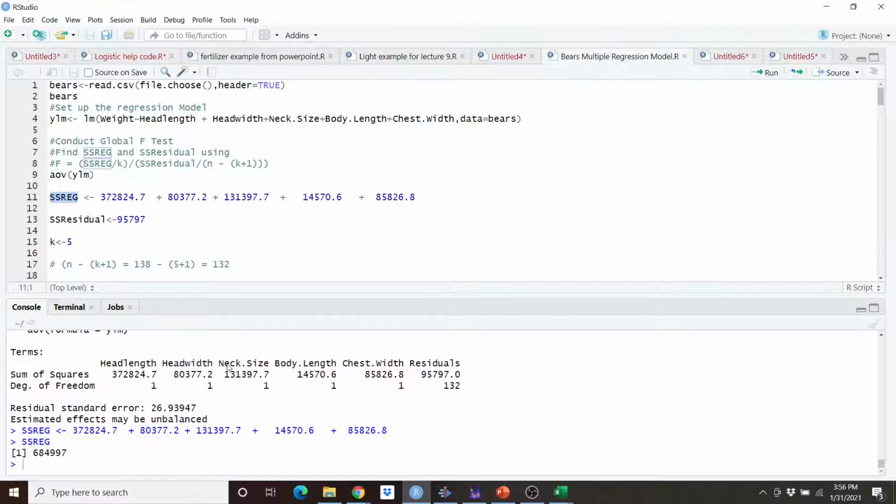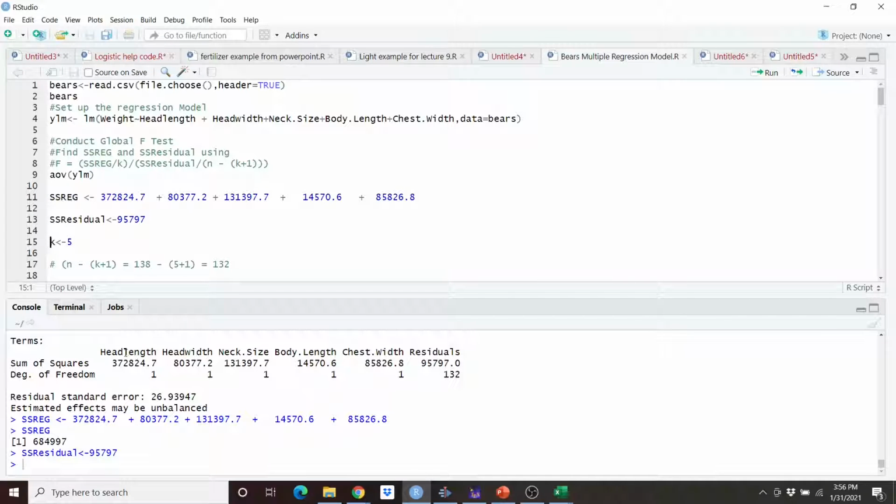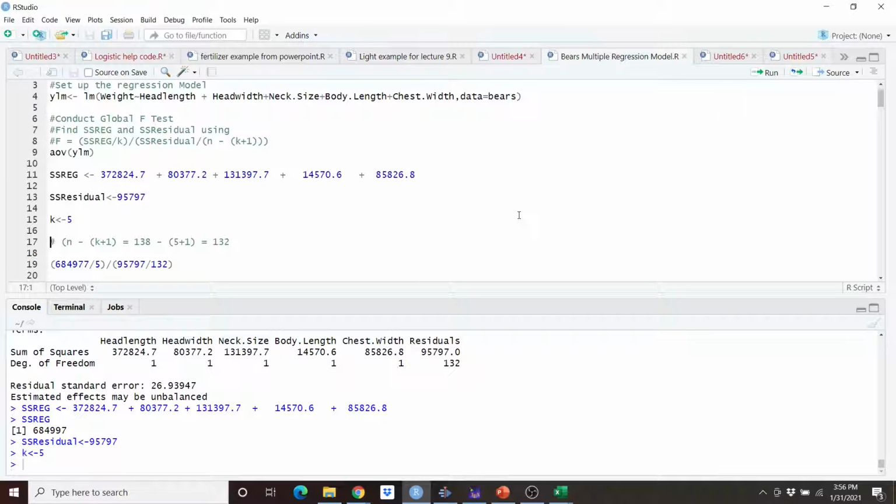Now, sum of squares regression is 684,997. My sum of squares residuals we already see here, 95,797. K here, the number of parameters in the model, is going to be 5 because we've got head length, head width, neck size, body length, and chest width. And so K is going to be 5. Likewise, our residual degrees of freedom is 132. That is 138 minus 5 plus 1.